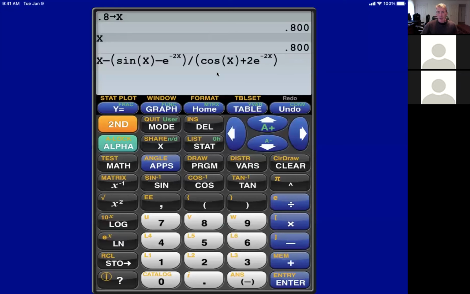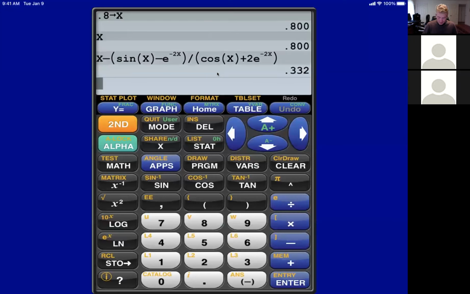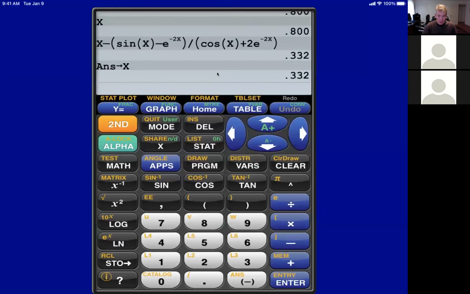And now the calculator will plug in the 0.8 for x, and it says that your 0.8 was a pretty good guess, but actually it should have been closer to 0.332. So I'll just write down that is my second result. Now by doing this on the calculator, I can save a lot of time, because now I can just say store that answer as x, and rather than having to type it in again, just go up and do a screen grab.